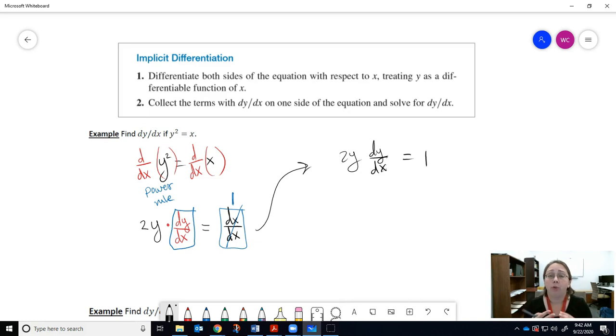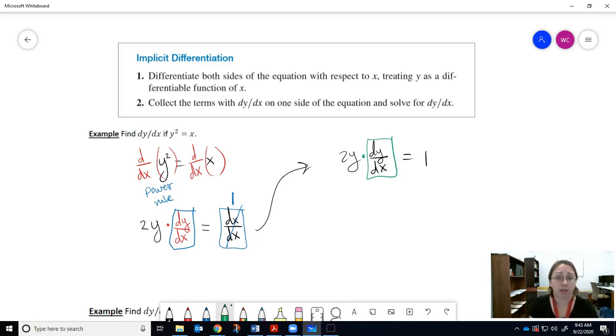In general, when you're doing implicit differentiation, anytime you take the derivative involving the y, you're going to end up with dy/dx. If you're not taking the derivative of the y, you don't need it. For example, on the right here, there was no derivative of y, so you don't need a dy/dx. So our last step in this problem is to get dy/dx by itself.